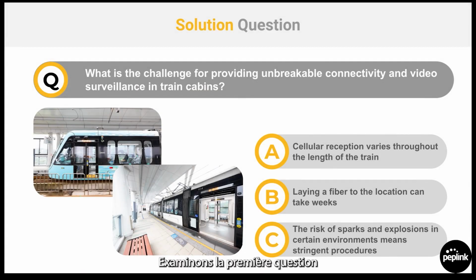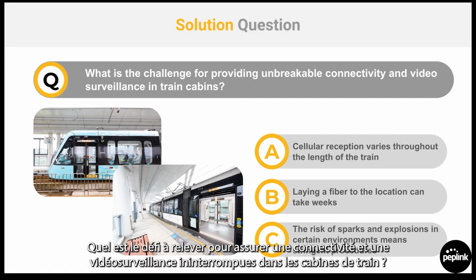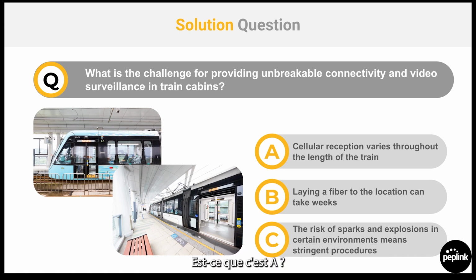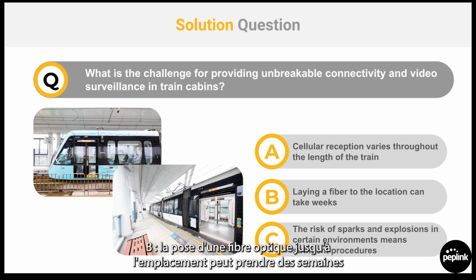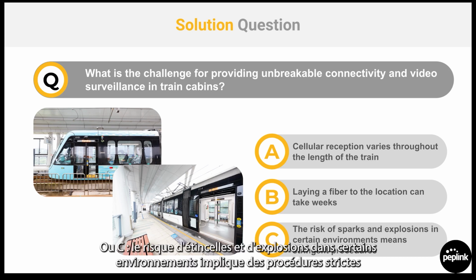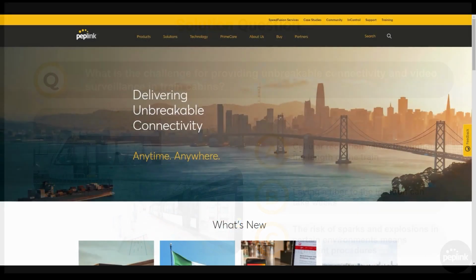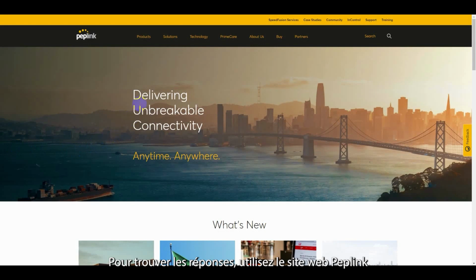Let's take a look at the first question. This is the solution question sample. What is the challenge for providing unbreakable connectivity and video surveillance in train cabins? Is it A, cellular reception varies throughout the length of the train? B, laying a fibre to the location can take weeks? Or C, the risk of sparks and explosions in certain environments means stringent procedures? To locate the answers, use the Peplink website.